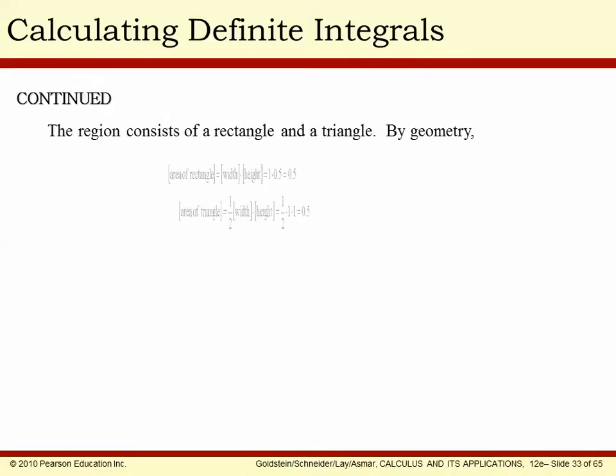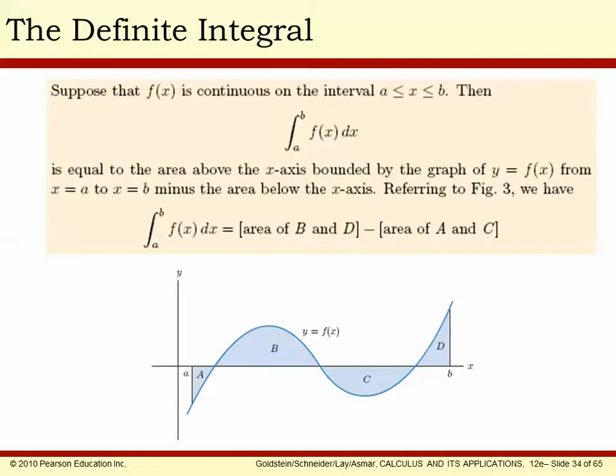So they essentially do it the same way, so that's fine. We're going to look at something else here, and we're going to suppose that f of x is continuous on the interval where x is greater than or equal to a and less than or equal to b. We're going to define the definite integral from a to b as the area of the positive regions, or the area where it's above the x-axis, minus the area where it's below the x-axis.